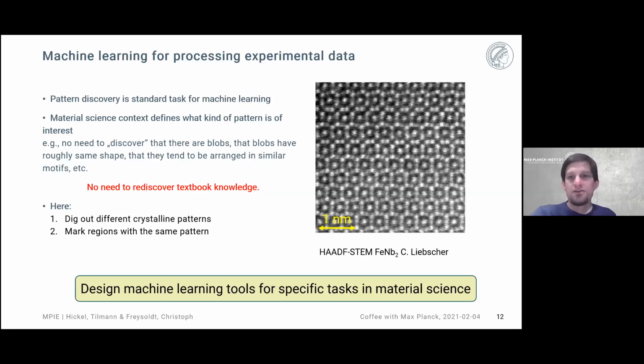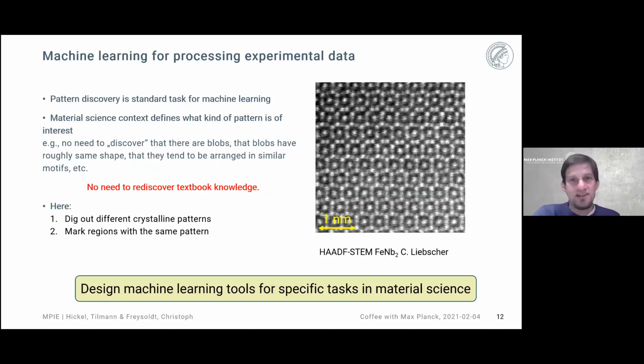We do care about certain types of patterns that are defined by the material science context that we have here. If you would just run a naive machine learning algorithm on such a simple picture, it might detect these white blobs, which correspond to the atomic columns seen by the electron microscope. But of course, I don't need a machine learning algorithm to discover this. This is something that I can look up in a textbook. This is why I do these experiments in the first place.